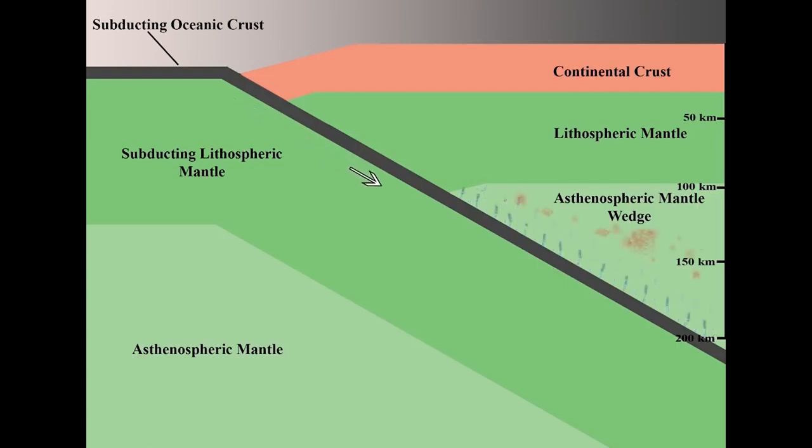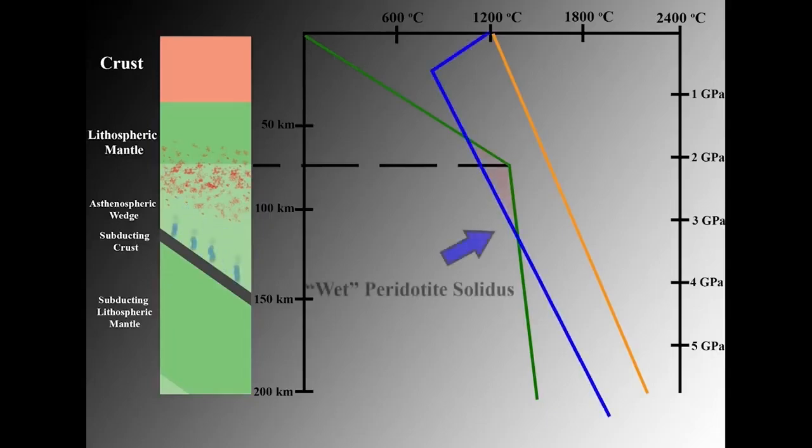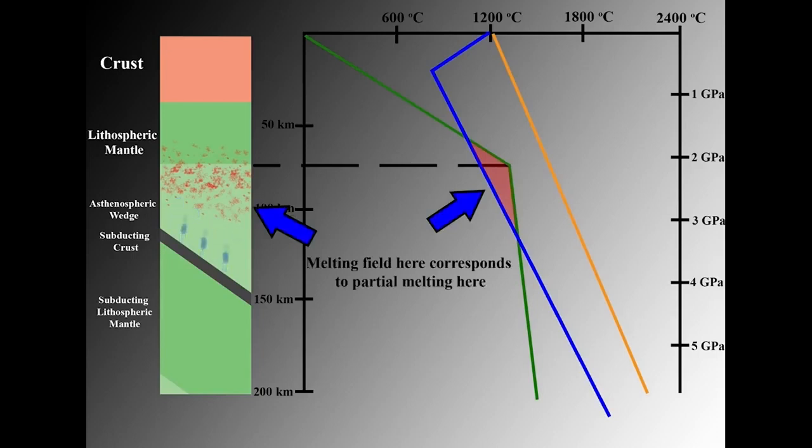The subducted plate releases water as it gets deeper in the Earth. This water rises and is incorporated into the overlying mantle, lowering its melting temperature. This is represented on the diagram by changing the dry peridotite solidus to a wet peridotite solidus. Wet peridotite melts at much lower temperatures than dry peridotite, allowing a normal geotherm to intersect it. This causes melting in the mantle wedge above the subducted plate.